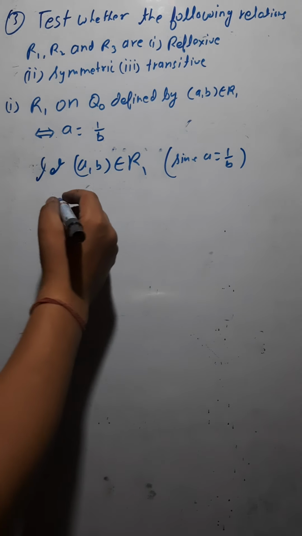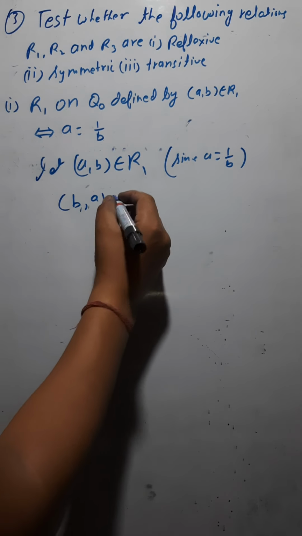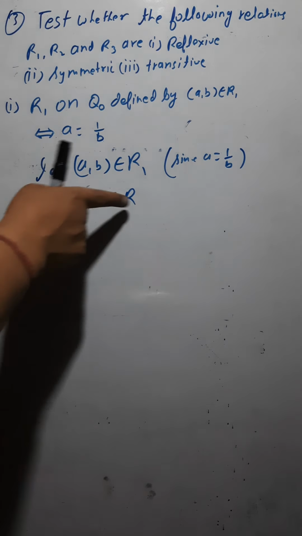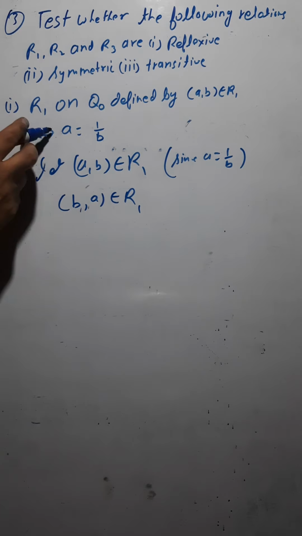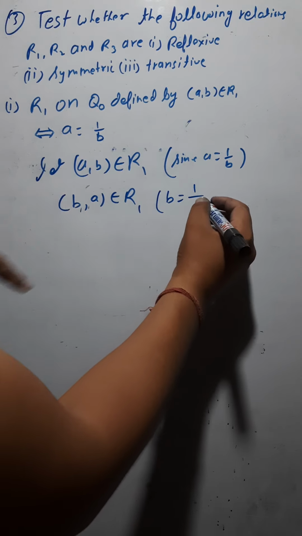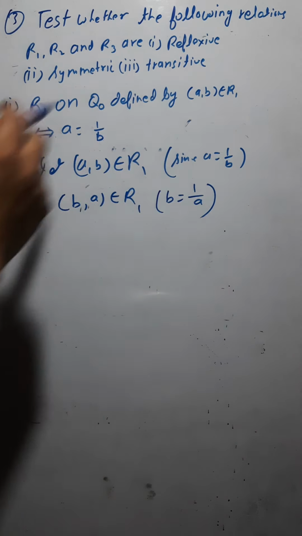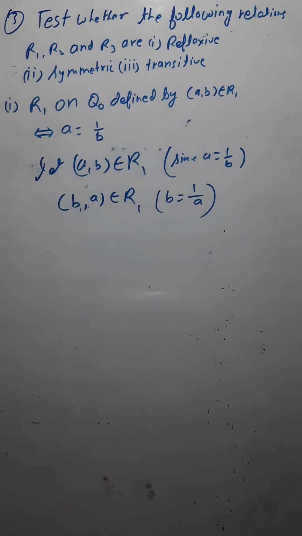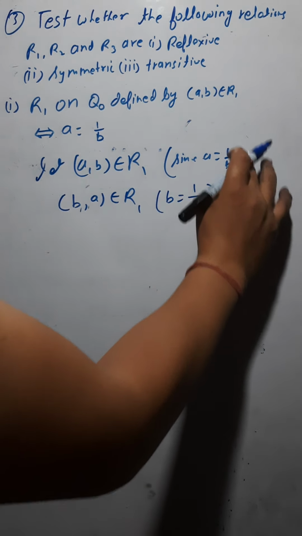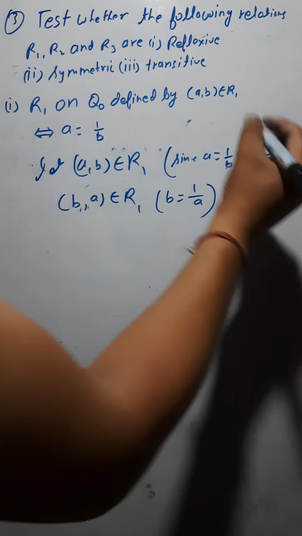Now just tell me whether the reverse, B, A, would also be there in the relation or not. Can this B, A also belong to the relation? This B, A would be there in the relation R1 if the condition is what? The first element should be equal to 1 by the second element. Can this condition be followed here? A is equal to 1 by B, so how can B be equal to 1 by A? Yes, just cross multiply it here. B would come here, A would go there. So I can write it as B is equal to 1 by A also.